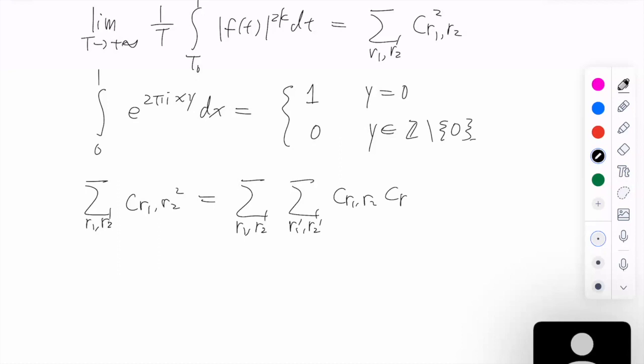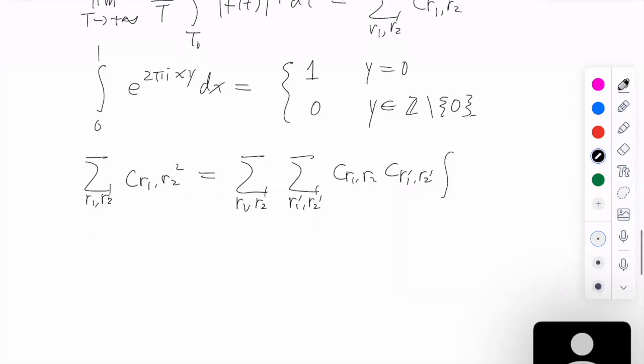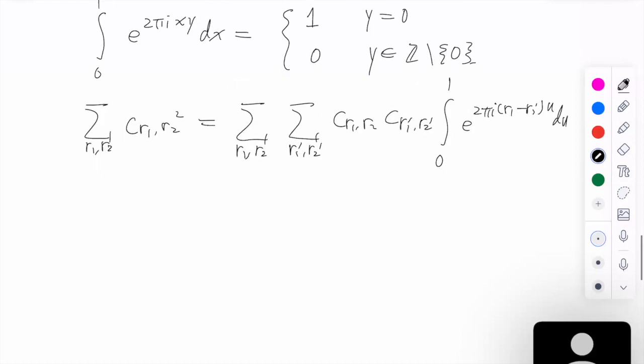CR1, CR2 and CR1 prime, R2 prime. And the whole thing is going to be integrated along 0 to 1 of e to the 2 pi i times (R1 minus R1 prime) over the variable u, times the integral from 0 to 1 of e to the 2 pi i times (R2 minus R2 prime) over v.